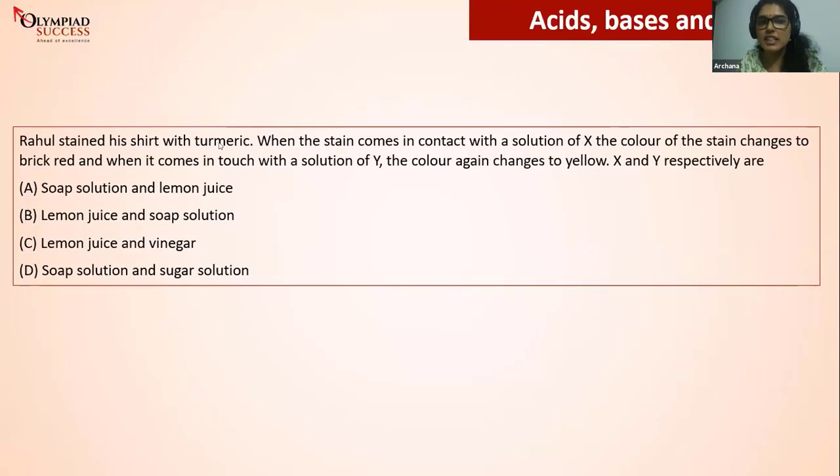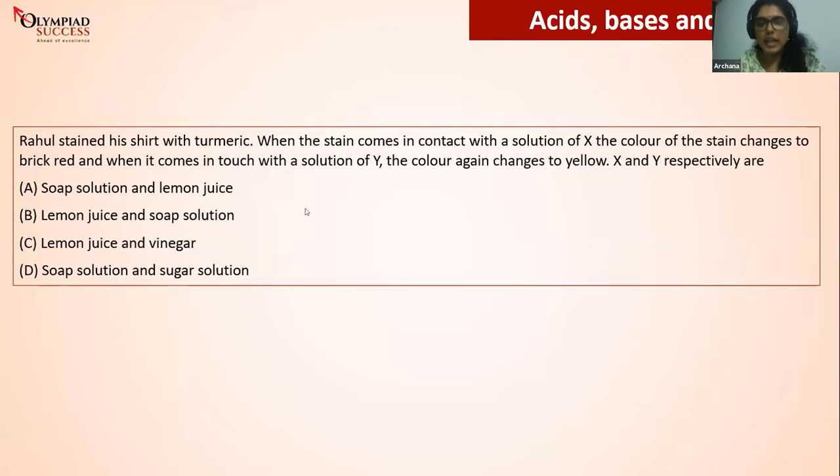In the question, it is already given that the stain on the shirt is turmeric. So turmeric acts as an indicator, which you will be learning in this class. The options given here are a combination of acids or bases. The color of turmeric will change when it is in contact with a base. When it comes in contact with an acid, the color will be yellow. The color will change when it comes in contact with a base, and it will remain yellow when it is in contact with acids.